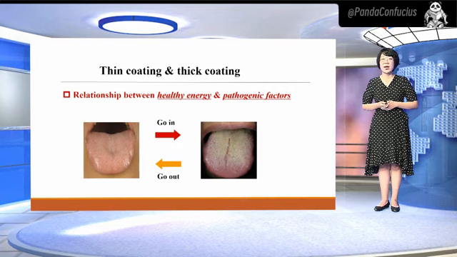And this pair can help us identify the relationship between healthy energy and pathogenic factors. If the coating changes from thin to thick, it means the patient gets worse. Pathogenic factors go in. Conversely, if the coating changes from thick to thin, it means the patient gets better. Pathogenic factors go out.